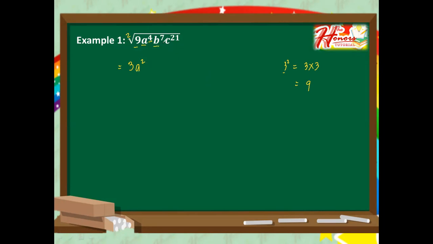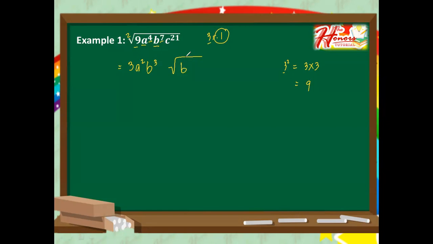Okay. Next, let's have b. For b, same process. We will be dividing the exponent of b and the index. So 7 divided by 2, that's 3, right? Remainder 1. So that's 3, remainder 1. So for 3, we will be writing it outside the radical symbol. Then it will become b raised to 3. And then we will write a radical symbol here. And then we will be putting the remainder of b. So that's b raised to 1.